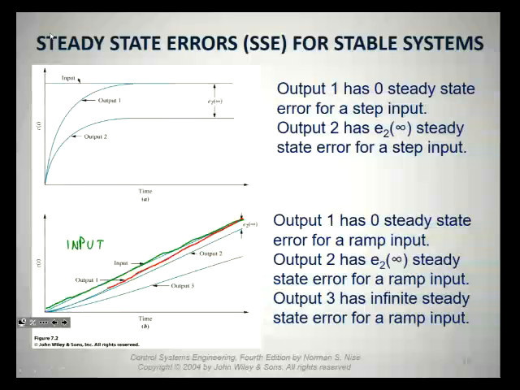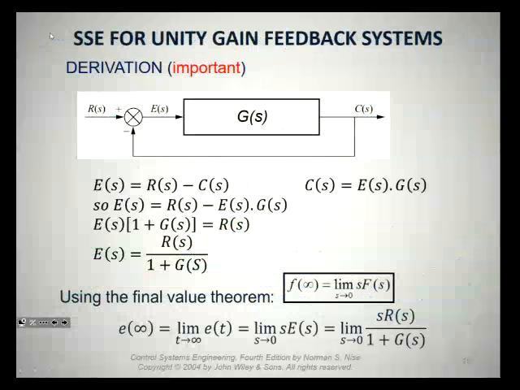And then output 3, if you were to measure that at infinity, it's getting wider and wider and wider. At infinity, that's going to have an infinite error. Okay, does that make sense? Yeah. After your good explanation, it makes perfect sense.